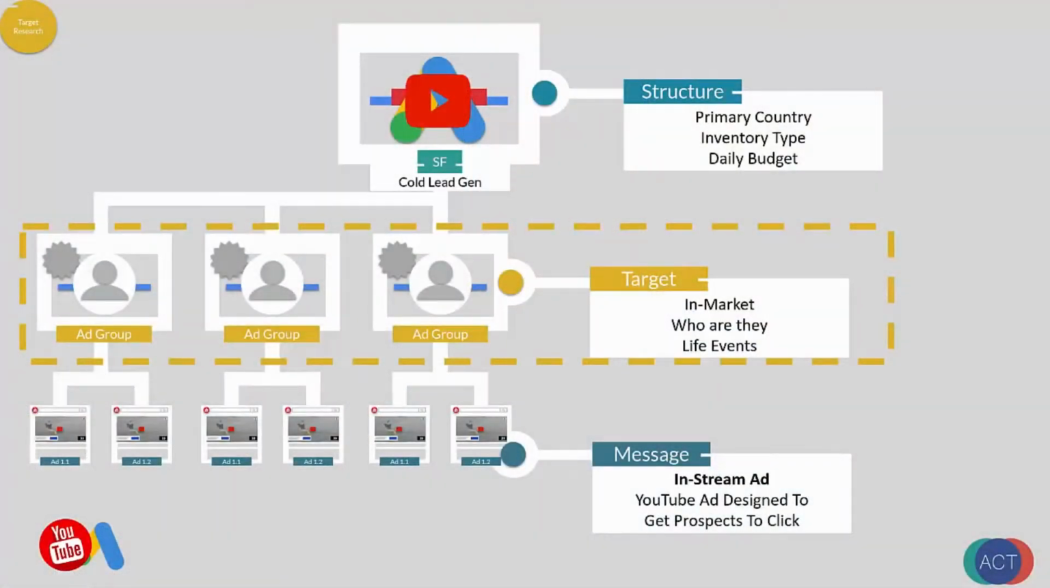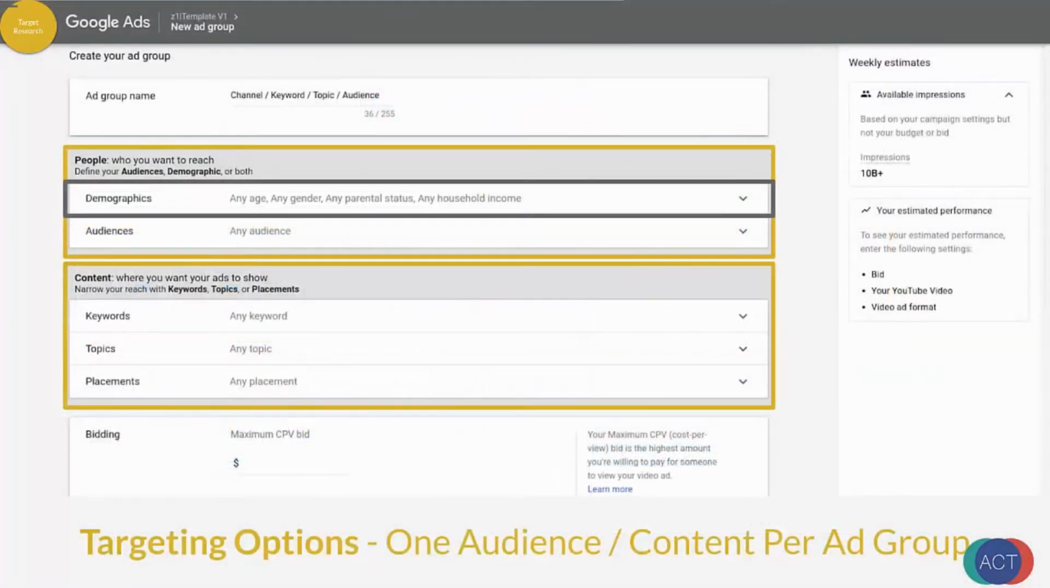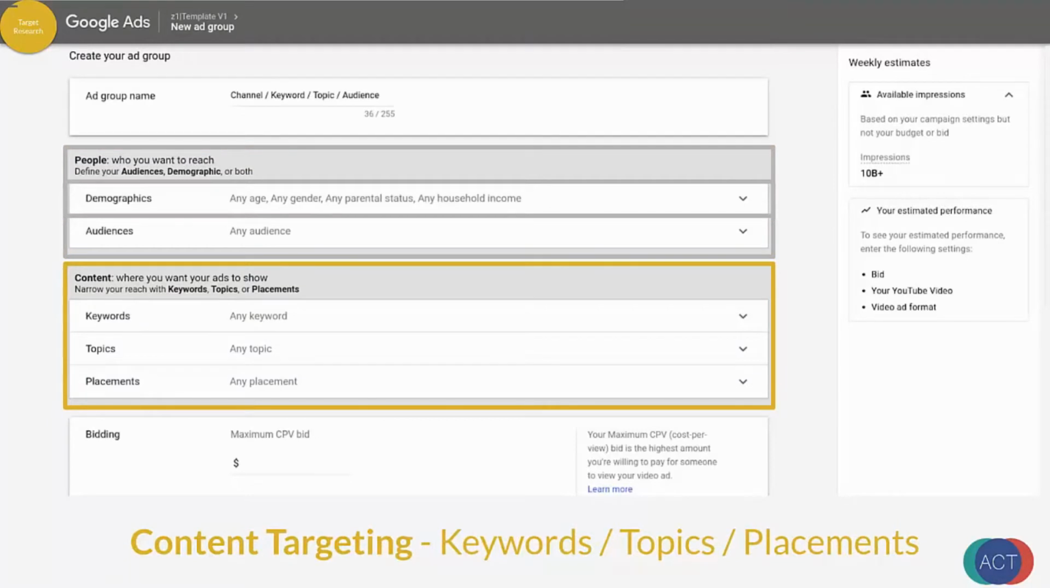And so to 80-20 this process, we're going to focus on in-market audiences. We're also going to do detailed demographics, or Google likes to call them who they are. And then we're also going to focus on life events. Now, when you go through the Google Ads interface, you'll see there are a lot of options here. And this is because you can target by type of people, which is what we're going to do. And you can also target by content. So briefly, when you target by content, you can choose keywords, topics, and placements, or specific videos and specific channels.